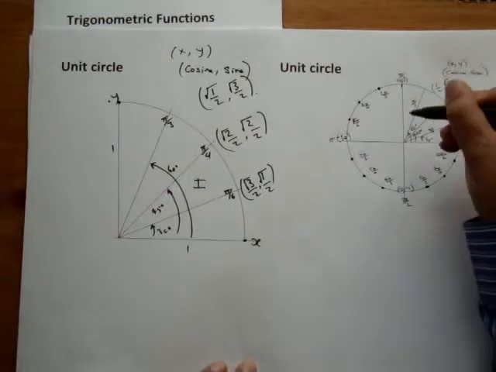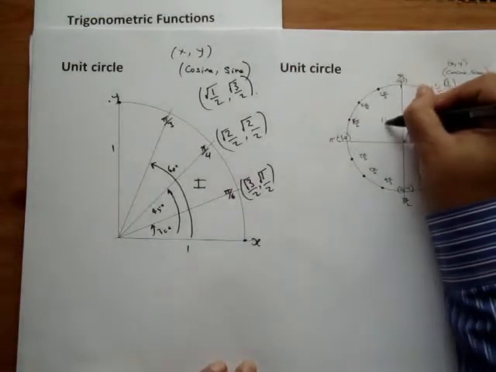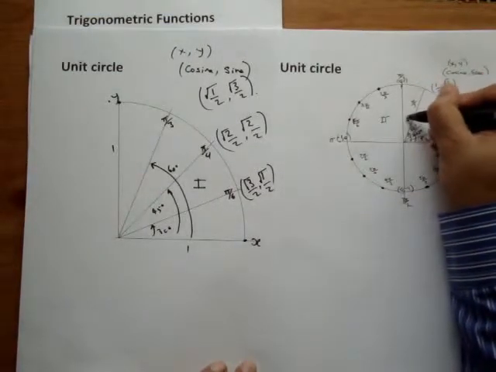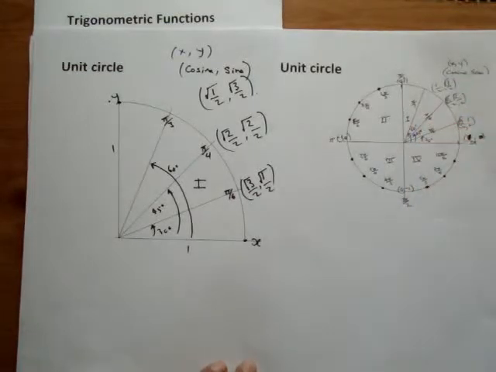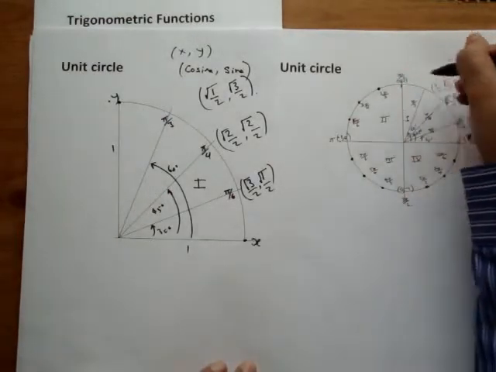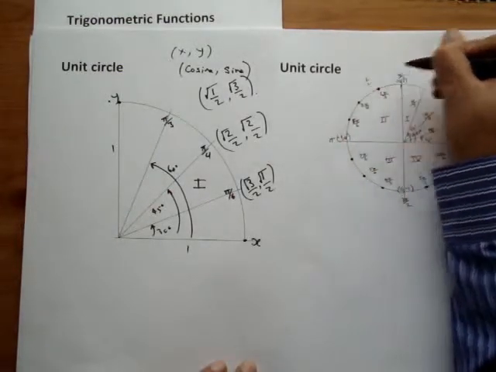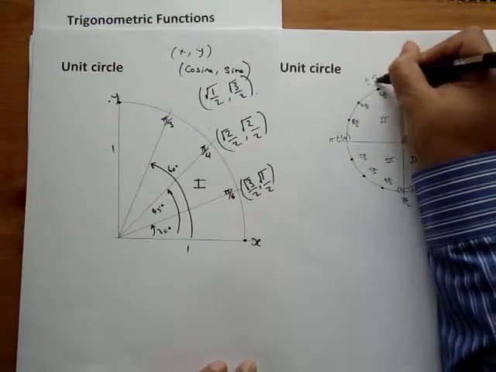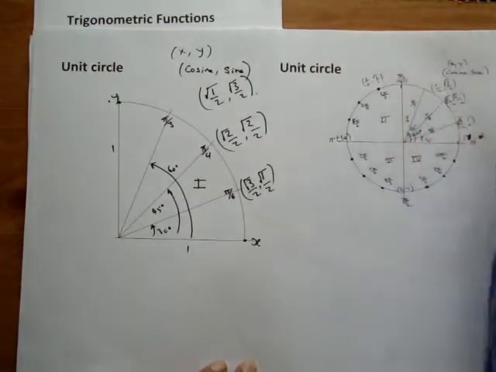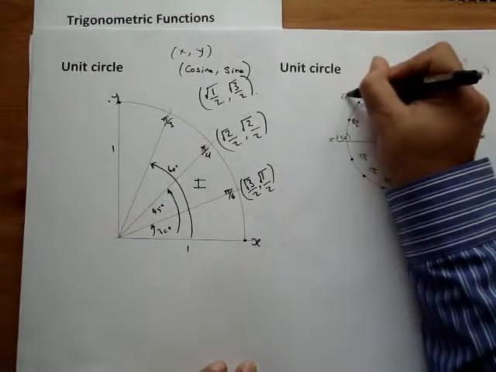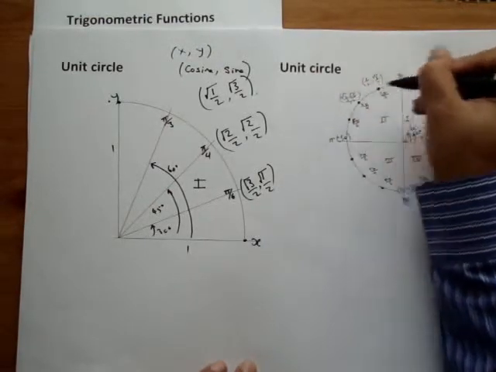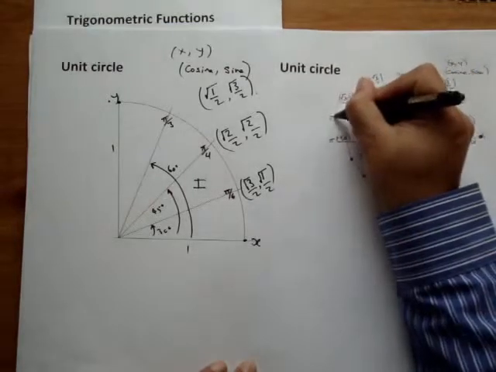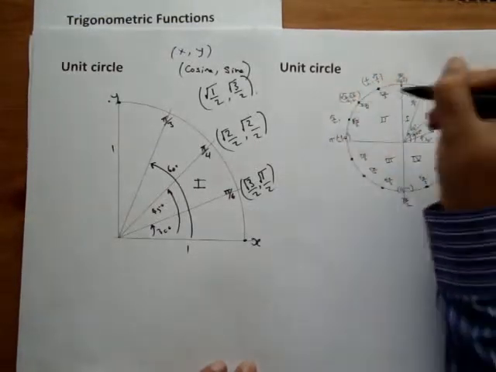Now to get into quadrant 2, the values we just flip across, so this one comes over here, these values, so that's a half, square root of 3 over 2, square root of 2, square root of 2 over 2, and then square root of 3 over 2 and a half.